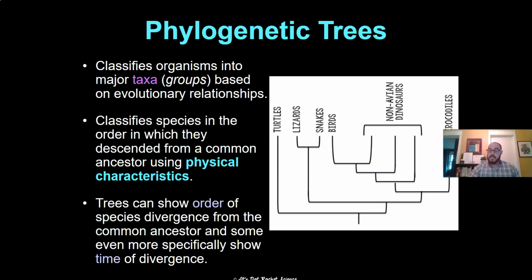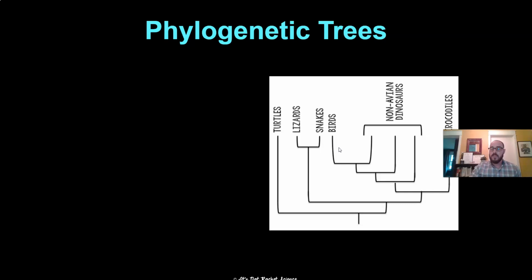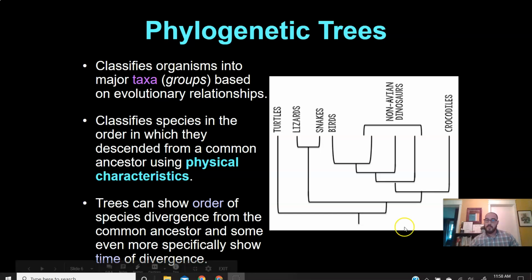Okay, and some of them, like the last one I showed you, can actually show you the time of divergence, which is what's happening here. They're showing you how many millions of years ago they diverged. How do I know that it's showing me this? It's kind of like that cladogram stuff we talked about before, except in a cladogram, this little branch right here tells you when they no longer share a common characteristic. This phylogenetic tree is showing you when they diverged from a common ancestor.